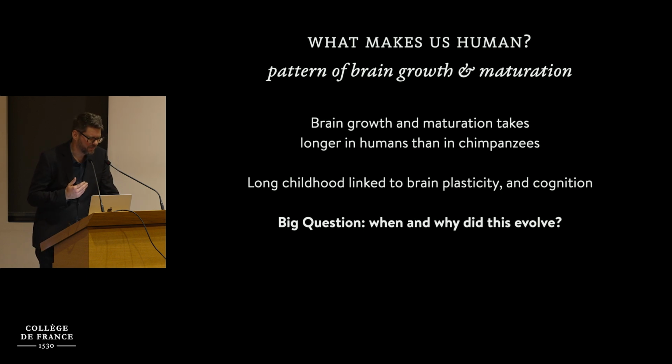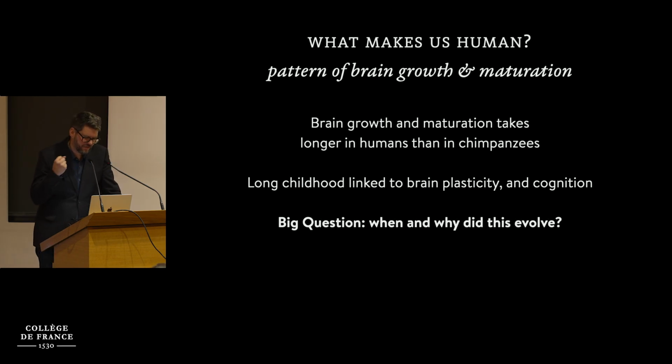So what we know is that brain growth and brain maturation takes longer in humans than in chimpanzees. Okay, and so one of the human characteristics is that we have a long childhood, and that has been linked to brain plasticity, and the brain plasticity is thought to be a key feature of our cognitive abilities. So the big question for today is when and how did this particular mode of brain development evolve?